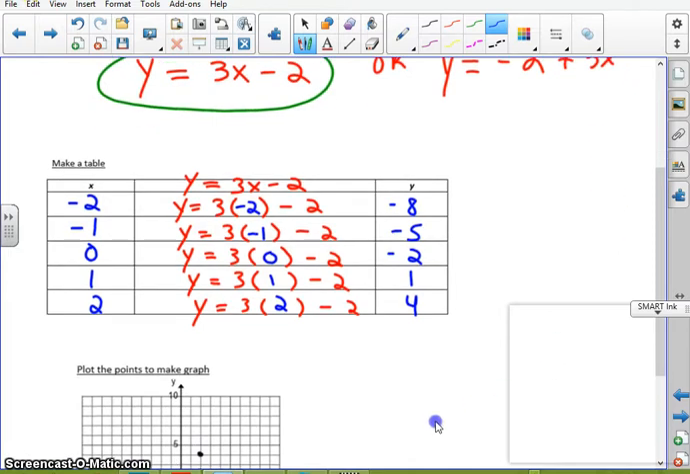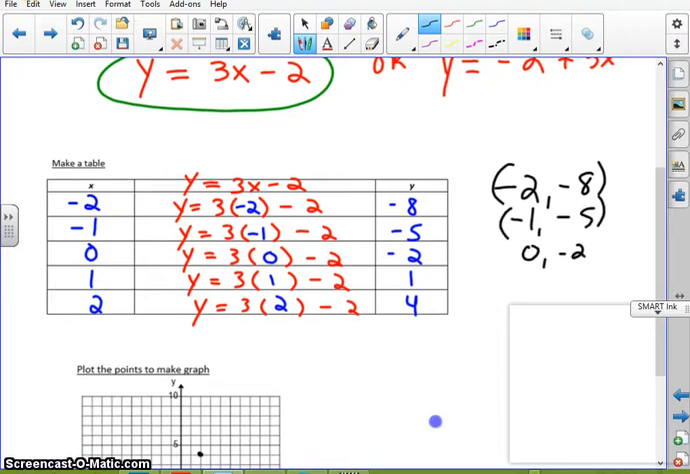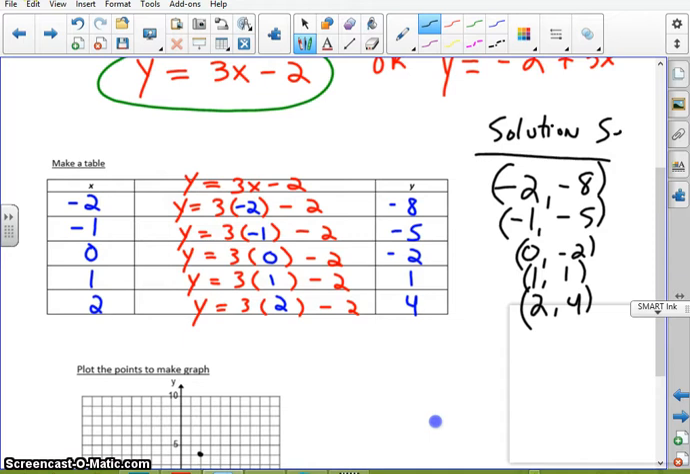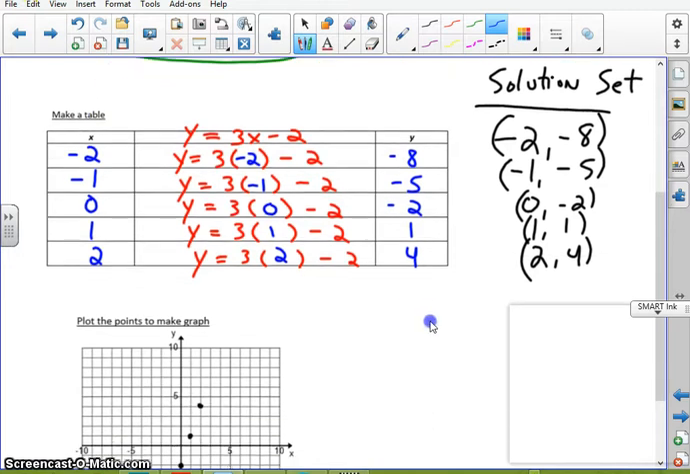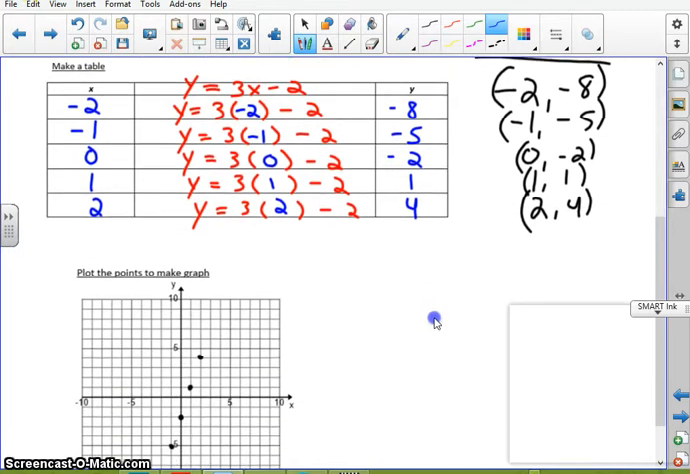My solution set is just my set of ordered pairs. So I have -2, -8. I have -1, -5. I have 0, -2. I have 1, 1. Then I also have 2, 4. This is my solution set. At this point, I just need to plot my ordered pairs.